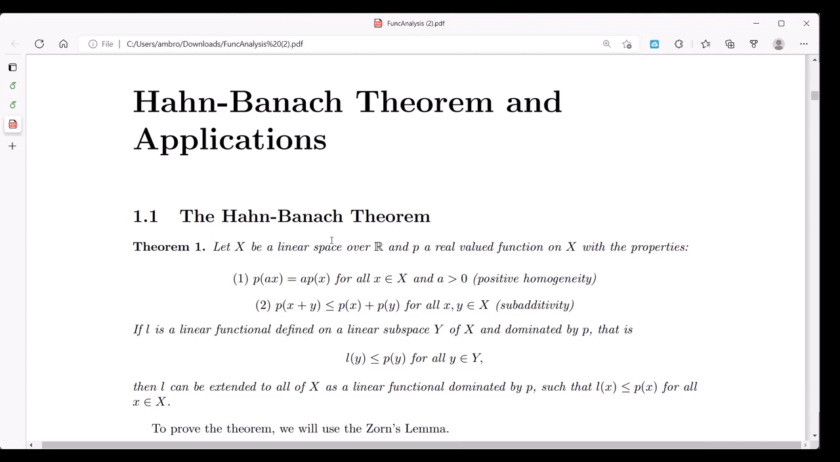A linear space is a space which is stable by addition of its elements and multiplication by, for example, R. So here it's a linear space over R. We will consider also linear spaces over C, the space of complex numbers, okay? So X is a linear space over R. And then you have P. P is a real function defined on X. So for example, an example of X will be R to the n.